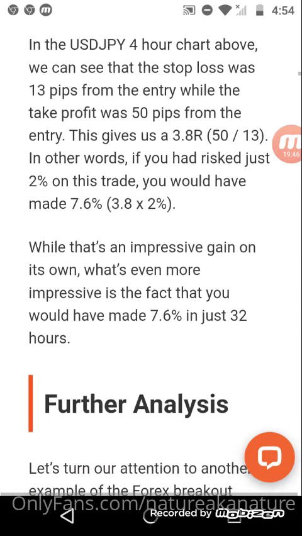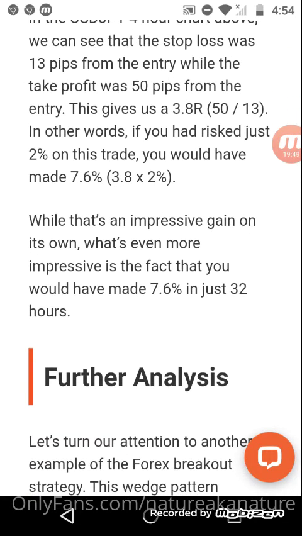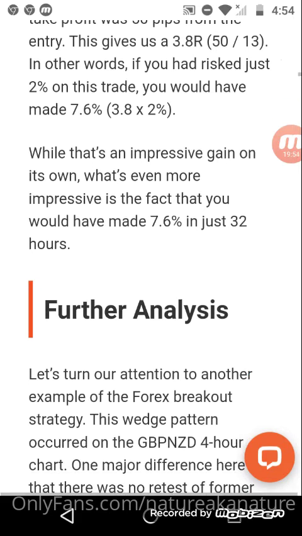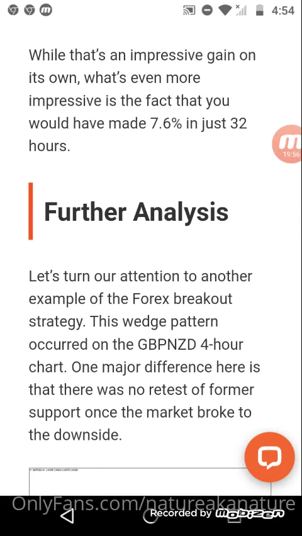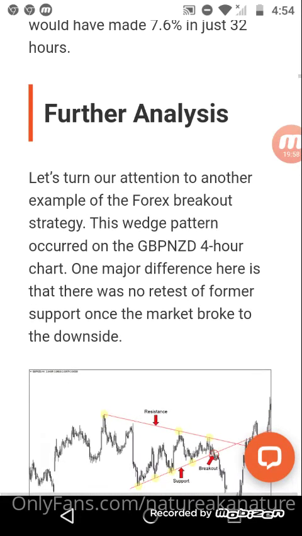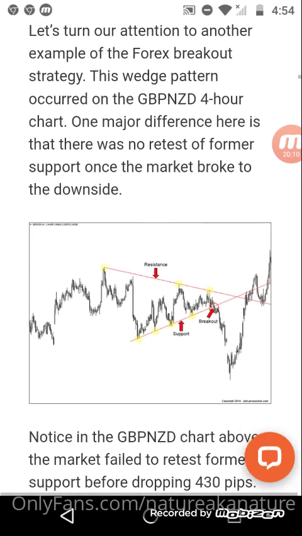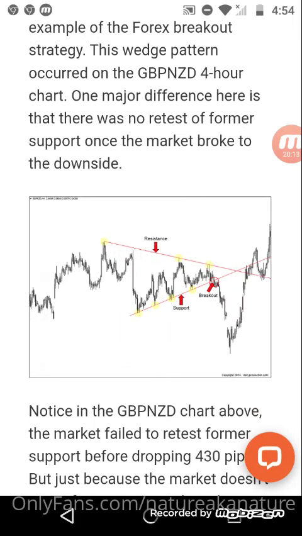Further analysis turns our attention to another example of a Forex breakout strategy. This wedge pattern occurs on the GBP NZD chart, Great Britain, New Zealand, 4-hour chart. One major difference here is that there was no retest of former support once the market broke to the downside. It didn't retest, it just broke to the downside. And that happens sometimes. Sometimes you won't get a retest. Sometimes the market will just be what it is, just a downtrend or uptrend.